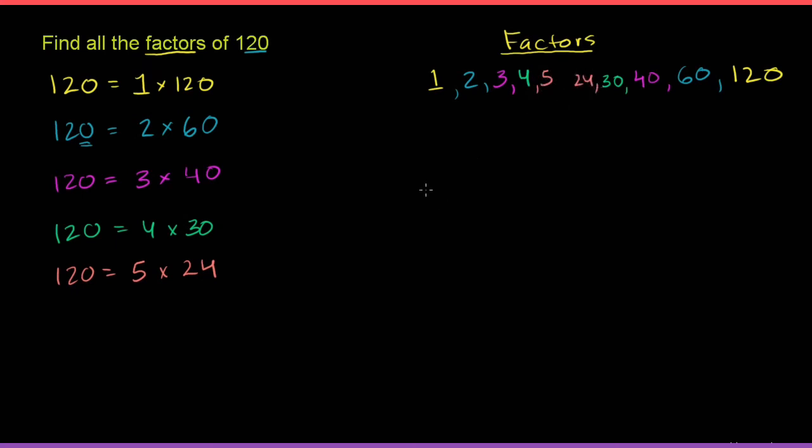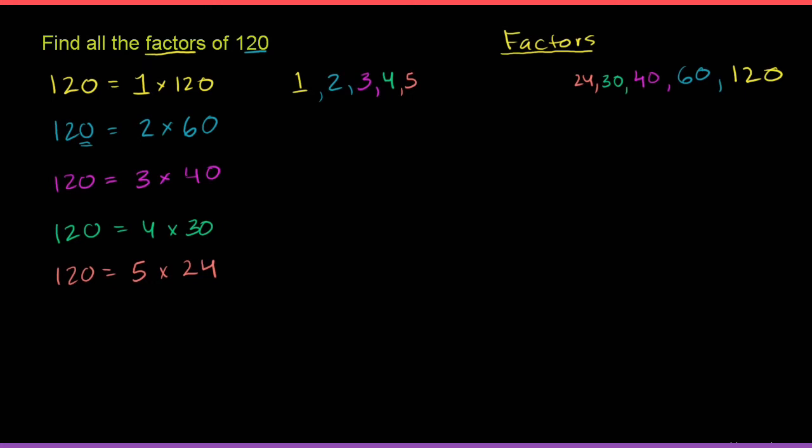And let me clear up some space here, because I think we're going to be dealing with a lot of factors. So let me move this right here. Let me cut it, and then paste it. Move this over here so we have more space for our factors. So we have 5 and 24.